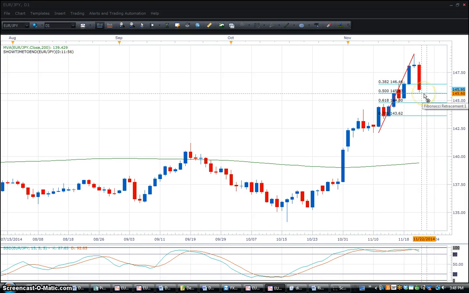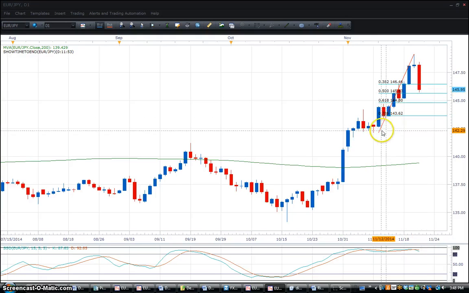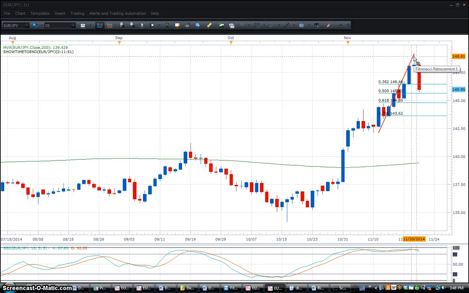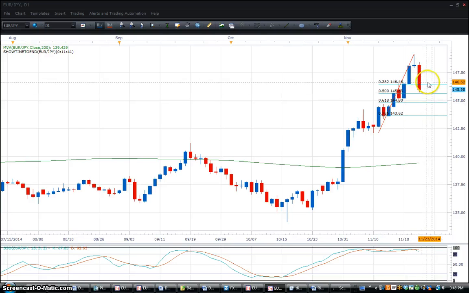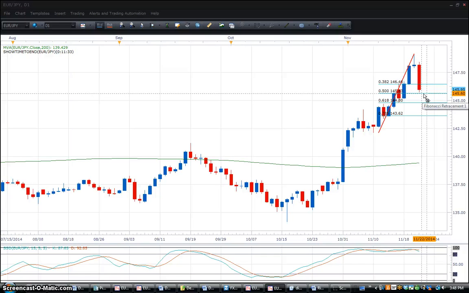Right now, on this daily chart, given how we drew our fib line, we've got price action that's stalled almost right at the 50% retracement level. This is a good thing. We like retracements to occur between the 50% and the 61.8% level. In other words, if it stalls at 50%, that's better than if it stalls at 38.2.